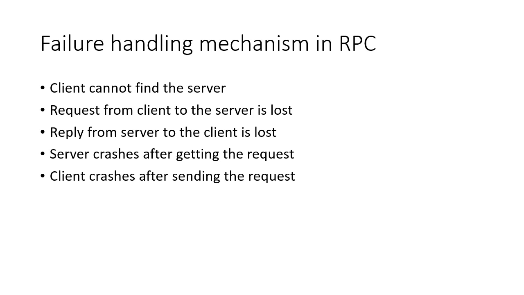Now we'll talk about failure handling mechanisms in RPC. The kinds of failure that could happen are, firstly, the client cannot find the server, maybe because of some binding agent or some other issue. Then the other reason could be that the request from the client to the server is lost. The client has made the request but it hasn't reached the server, or the reply from the server to the client may be lost. Sometimes the server crashes after getting the request from the client, or the client crashes after sending the request. So these are typical failures which happen in our RPC.